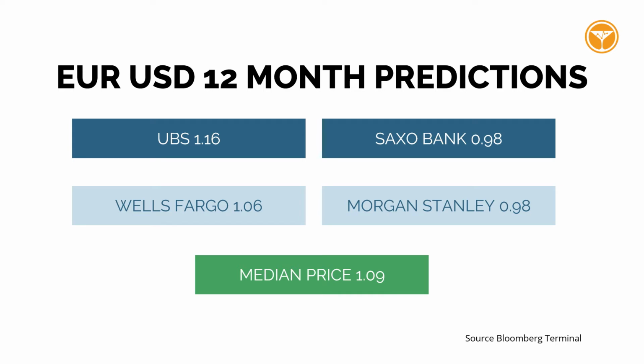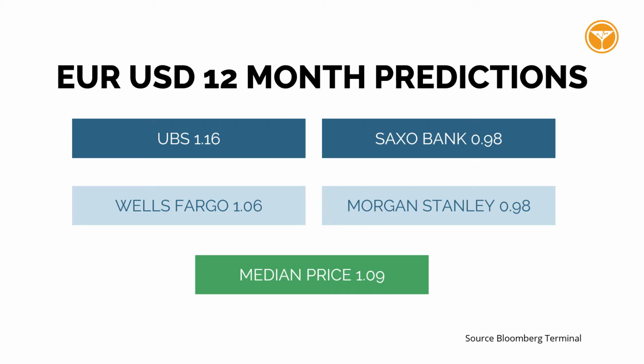Now, as we always cover one currency every week with the 12-month predictions from all of the big banks, the big boys, we've got Euro US dollar this week. Quite a few people wrote in and asked for the Euro US dollar. Most traded currency pair, makes sense. So we've got a few here of what UBS, Saxo Bank, Wells Fargo and Morgan Stanley think is going to happen over the next 12 months. And they are, as usual, pretty wildly different.